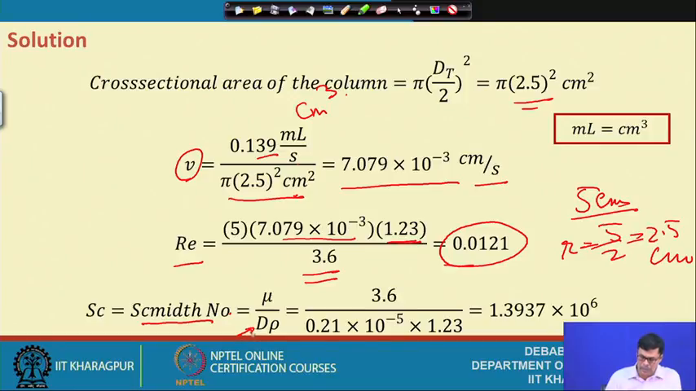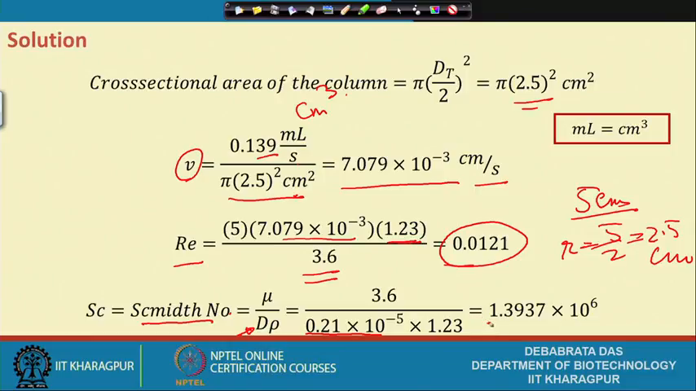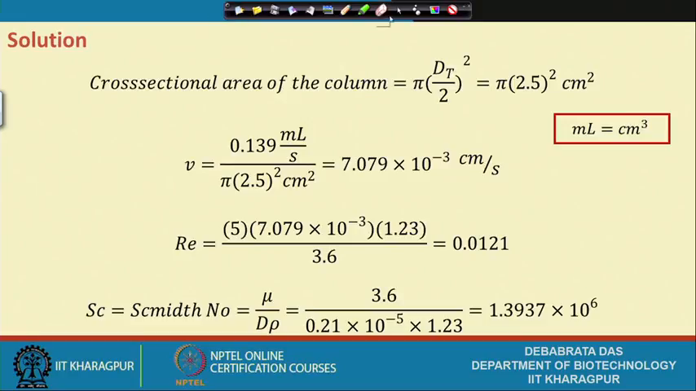And for the Schmidt number, we get mu by d into rho. Now, this d is not the diameter, this is the diffusivity, and the diffusivity that has been given in this problem is 0.21 into 10 to the power minus 5. Mu is equal to 3.5, so the Schmidt number is coming about 1.3937 into 10 to the power 6. So, this Schmidt number we can easily calculate.